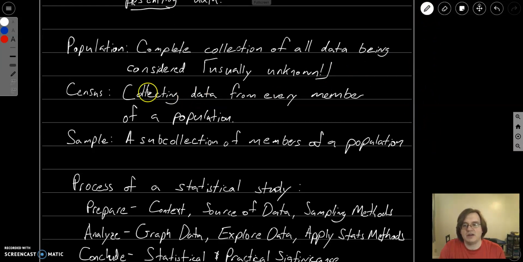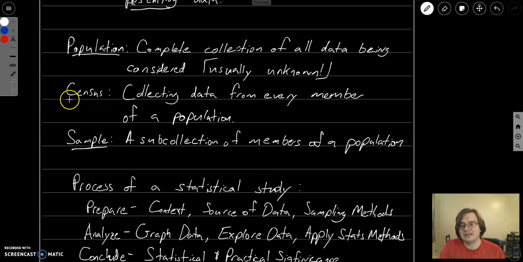So we have a couple more terms here. A population is simply going to be the complete collection of all data. So this is usually going to be unknown. For instance, if we wanted to study the fish in a lake and understand whether or not they're healthy, we're generally not going to catch every single fish and study them. We're going to collect a sample, which is simply going to be some sub-collection of members of a population, and we'll just study those instead.